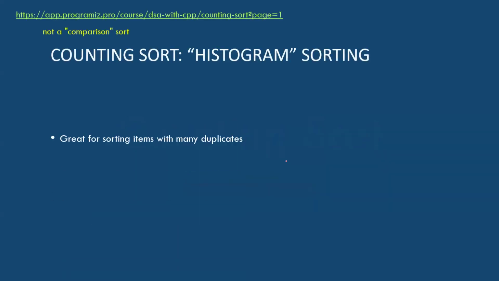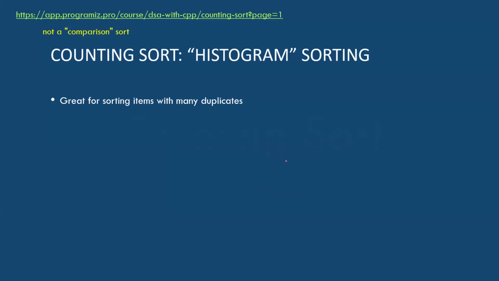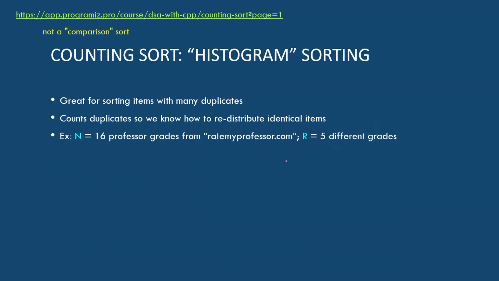So let's look at this counting sort or histogram sorting. Where you have a lot of duplicates, like Rate My Professor or something on Amazon.com, we have a number of things, and we'll call R the number of unique items. So if it was Amazon, it's 5, like 5 stars, 1, 2, 3, 4, 5, or maybe 6, because you can get 0 stars, okay?